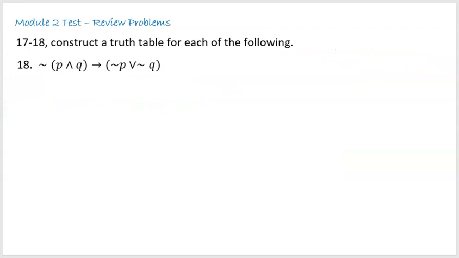And let's get on number 18. We're supposed to construct a truth table. So to do this, we need to figure out, once again, how many rows and how many columns we should have. So when you look at the rows, remember it's always going to be 2 raised to the number of components. Well, what components do we have? We have a p and a q and a p and a q. Look, I only have p's and q's, so it's 2 to the second power, which is 4.